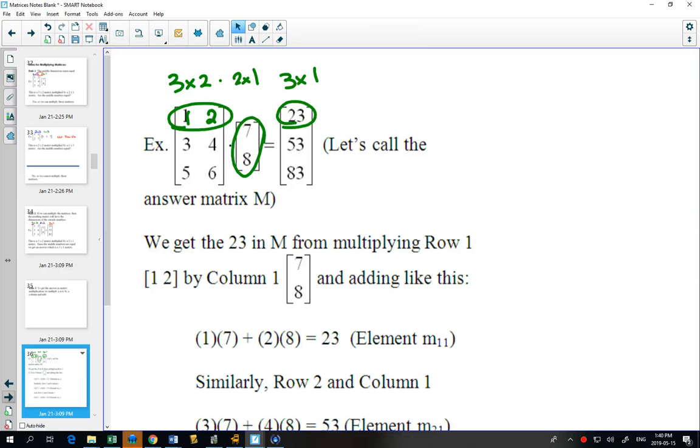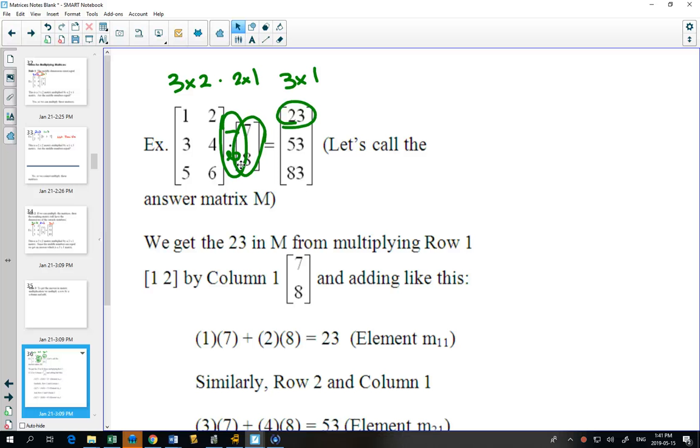Are you ready for the visual? I imagine this 1 and 2. I take it, I rotate it so that it matches up with those numbers, and then I go, boom, and I blast it into those numbers. See, the 1 hits the 7, the 2 hits the 8. 1 times 7 is 7, 2 times 8 is 16. Then all the remnants that fly out of that multiplication, you gather them together, add them up, and that becomes the 23.